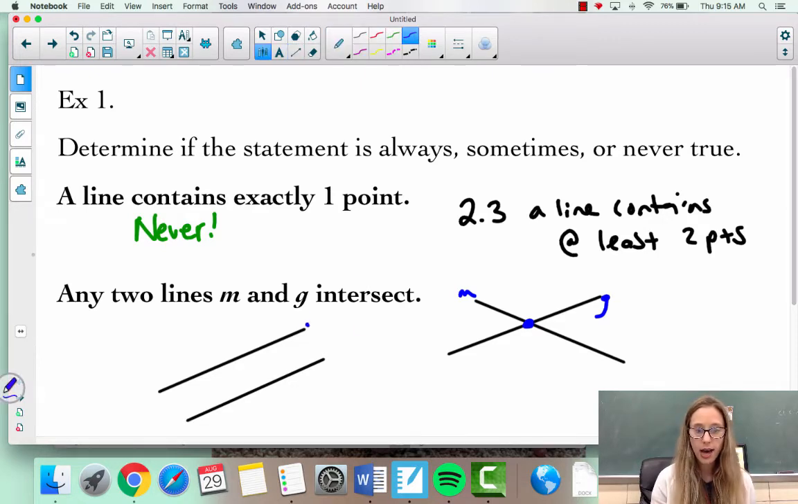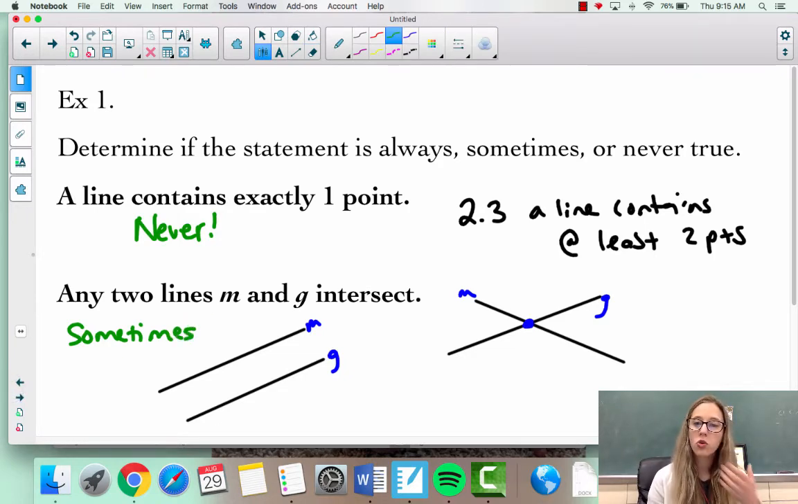So notice that this line M and this line G, they don't ever intersect. So in this case, this would be a sometimes. And your explanation could be that two lines can intersect to make a point, or they could be parallel and never cross. So you could add a little bit of explanation to it to justify whether it's always, sometimes, or never.